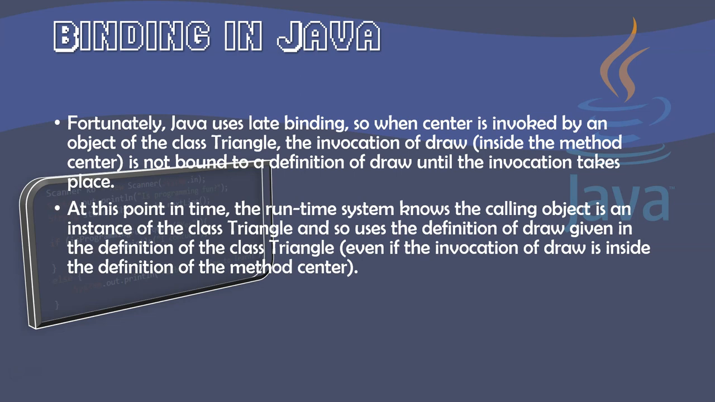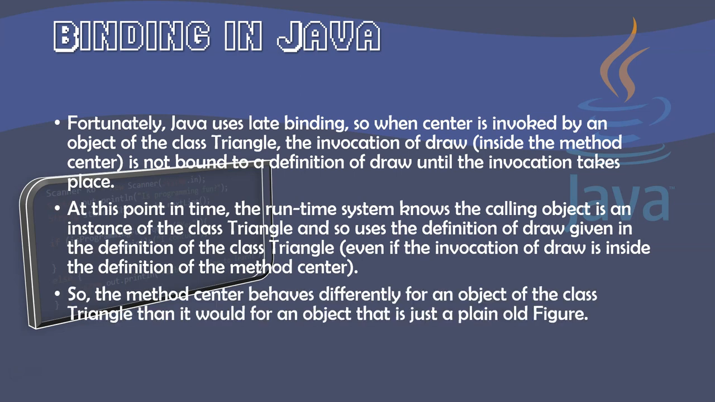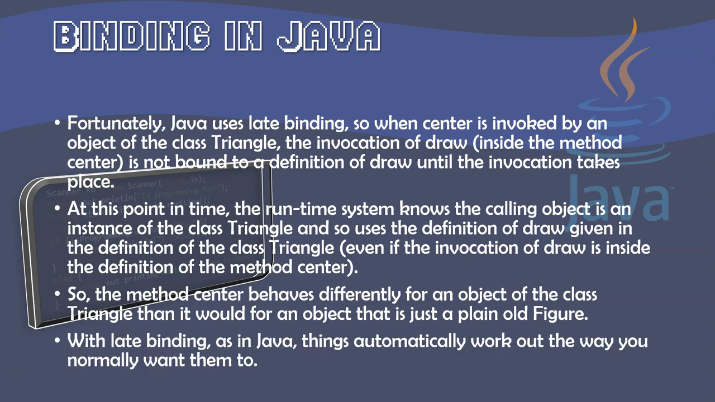It doesn't matter whether or not the invocation of draw is inside the method center or not. It's because, again, this is all happening at runtime. So the method center would behave differently for an object of the class triangle than it would for an object that's just a regular figure, because, again, it's two different objects. With late binding, as in Java or other programming languages that use a similar approach, things would automatically work out the way that you would normally expect them or want them to.